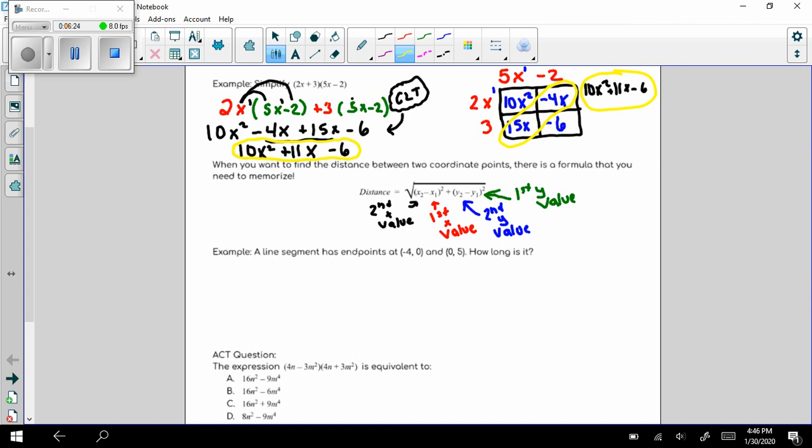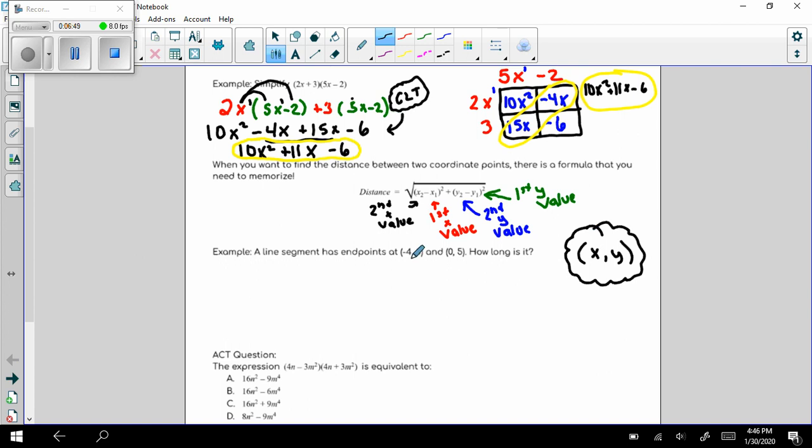So let's do a couple examples. It says a line segment has endpoints at (-4, 0) and (0, 5). How long is it? So let's first start by labeling our x and y values. And off to the side, I just want you to put a reminder that the x comes first and the y comes second. Always, always, always. Okay, so that's just kind of like a remembering bubble.